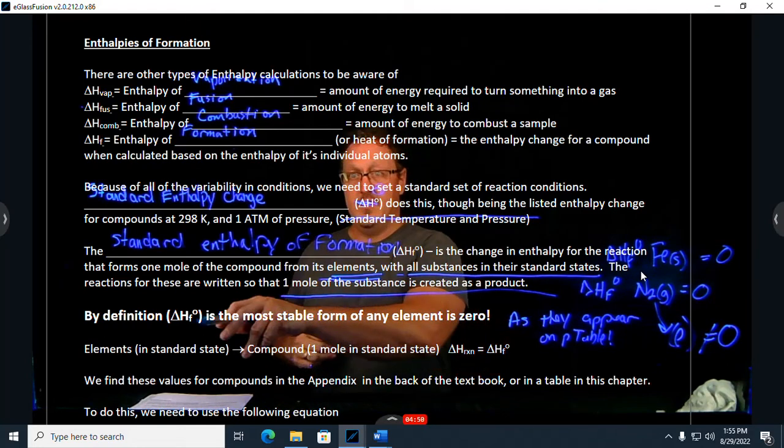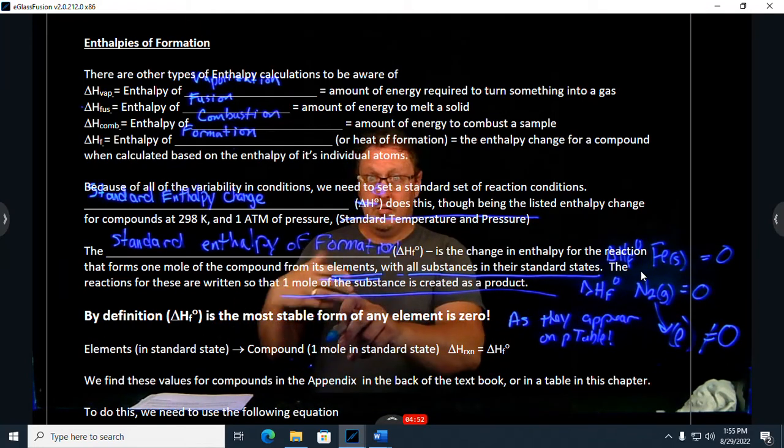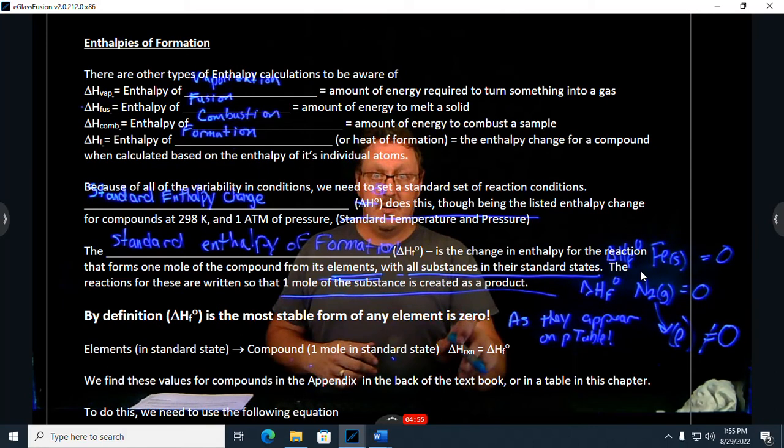So elements in their standard state make 1 compound, 1 mole in a standard state. The delta H of the reaction for that is equal to the delta H of formation.